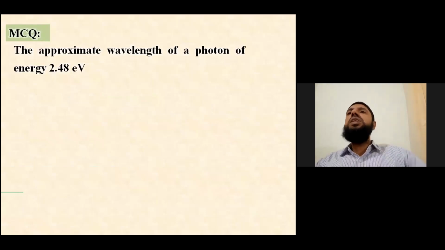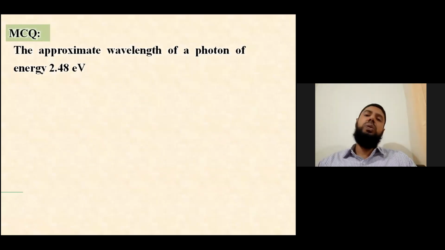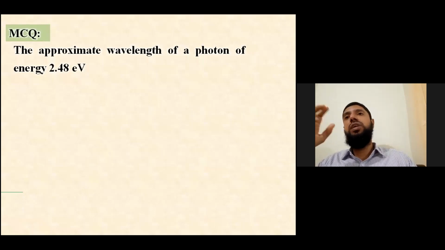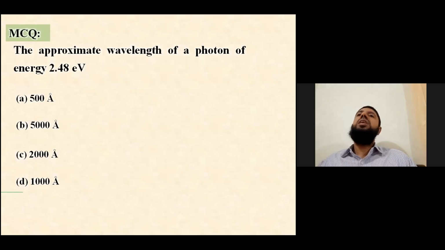The approximate wavelength of a photon of energy 2.48 electron volt. ಒಂದು ಅಪ್ರಾಕ್ಸಿಮೇಟ್ ವೇವ್ಲೆಂತ್ ಇದೆ. ಆ ವೇವ್ಲೆಂತ್ ಕಂಡುಹಿಡಿಯಬೇಕಾಗಿದೆ, of a photon of energy 2.48 electron volt. ಈ ಪ್ರಾಬ್ಲಮ್ ಅನ್ನ ಸಾಲ್ವ್ ಮಾಡೋದು ಹೇಗೆ? ನಿಮಗೆ ಡ್ಯೂಯಲ್ ನೇಚರ್ ಪಾಠ ಬಹುಶಃ ಸ್ಟಾರ್ಟ್ ಆಗಿರ್ಬೋದು ಅನ್ಕೊಂತೀನಿ. ಅಲ್ಲಿಂದ ಬರುವಂತಹ ಒಂದು ಫಾರ್ಮುಲಾ ಯೂಸ್ ಮಾಡ್ತೀವಿ. ದೇರ್ ಆರ್ ಆಪ್ಷನ್ಸ್. ಕ್ವಶನ್ ನೋಡಿ ಡೈರೆಕ್ಟ್ ಆನ್ಸರ್ ಕೊಡೋಕೆ ಅಷ್ಟು ಸುಲಭ ಆಗೋದಿಲ್ಲ.